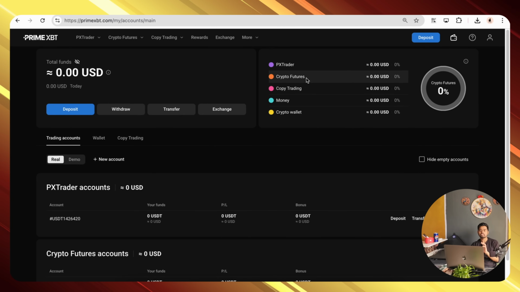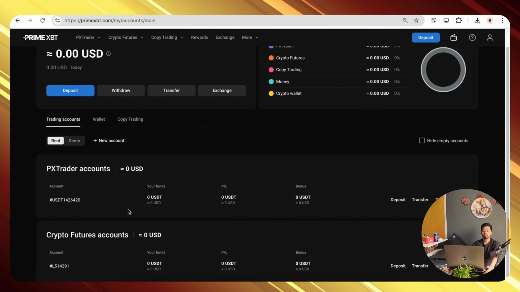Crypto Futures is the crypto oriented section. The Copy Trading feature is there, where you can follow the masters and follow their trades. The Money thread is there. When you get any gifts or rewards from exchanges, it will be considered as money. The Crypto wallet is there, where you can see your crypto funds.